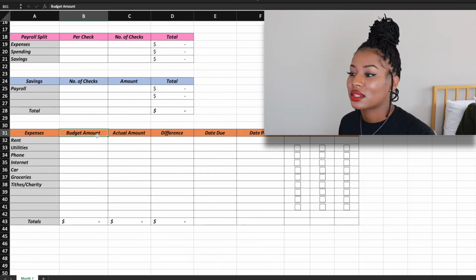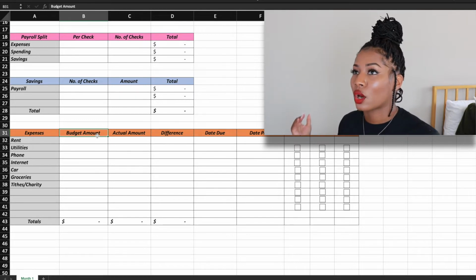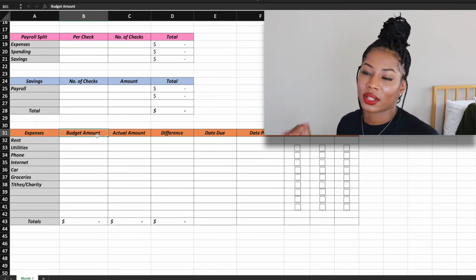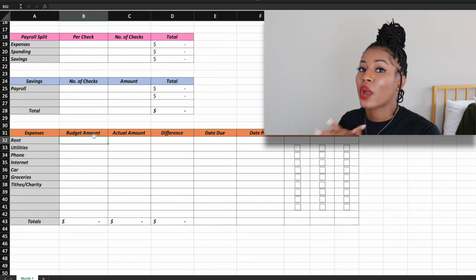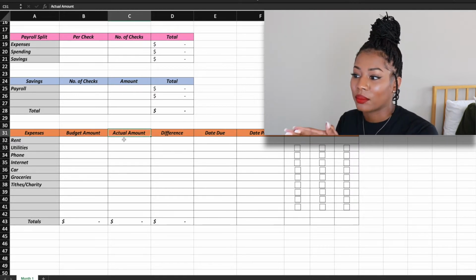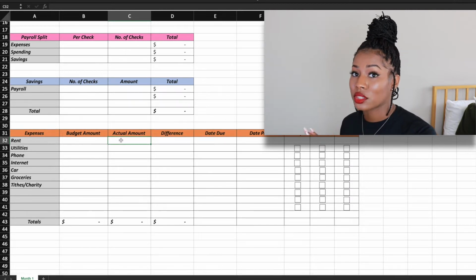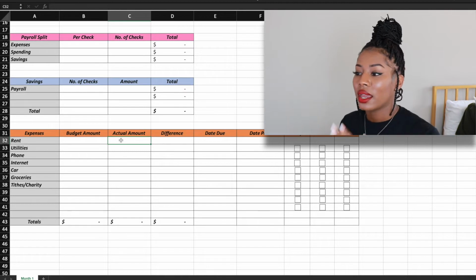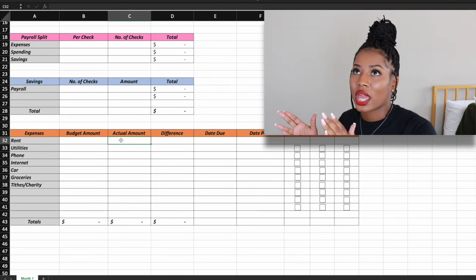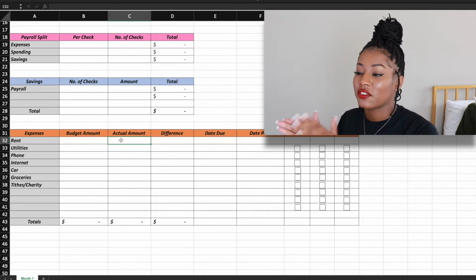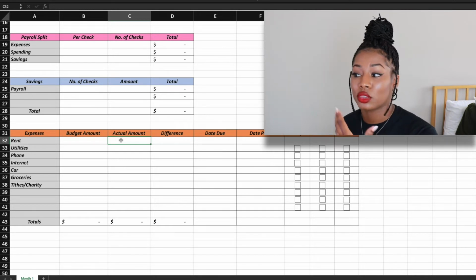But say for instance, that particular month you referred somebody to the apartment, so $300 got knocked off of your rent for that month. You will put the actual amount that you have to pay in that segment, which will calculate under the difference column. So say your budget amount was $750 and the actual that you paid was $450. The difference will show up in this column, which will be $300.